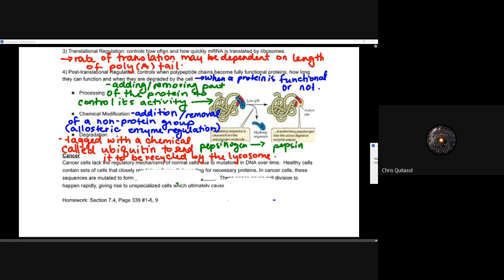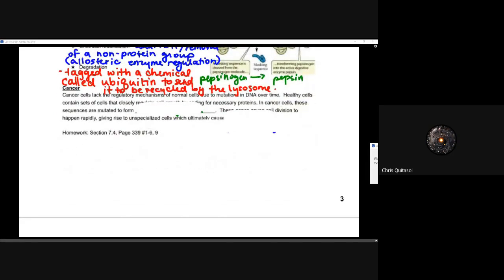And the last thing I want to talk about with regards to gene expression as a whole is cancer, because it is a huge component of gene expression. When you think about cancer and its lack of the regulatory mechanisms to control cellular growth or the cellular production of proteins, it's going to be due to mutation of DNA over time.